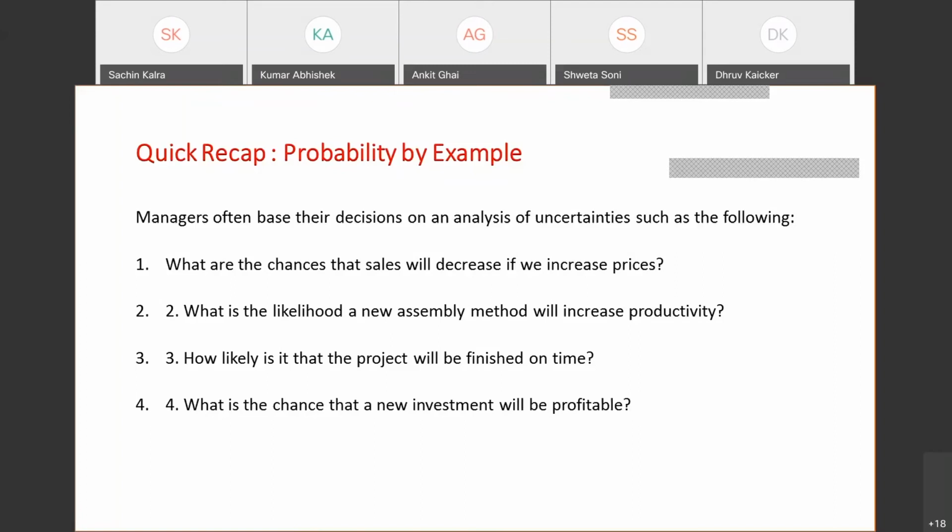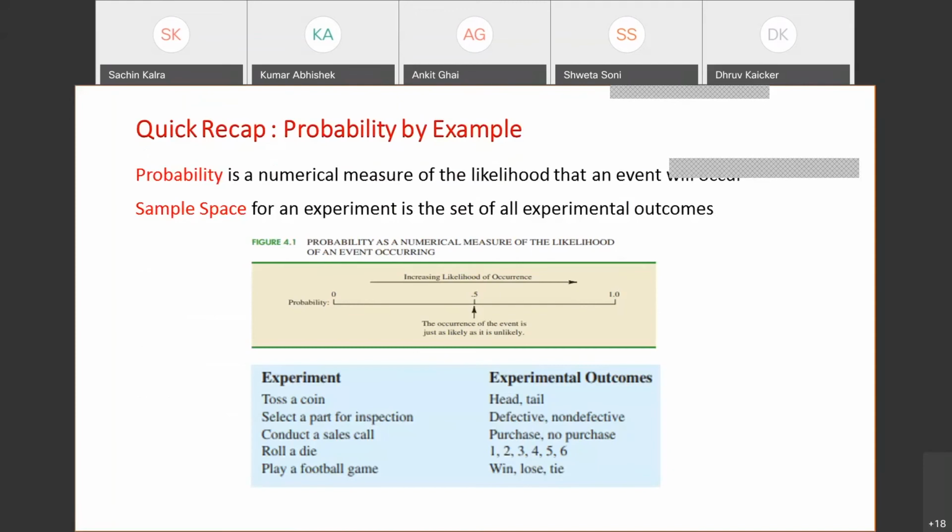What is the likelihood this course that I'm doing right now will help me in my job? How likely is it that this project will be finished on time? This is the most crucial part for the manager. What is the chance that the new investment will be profitable?